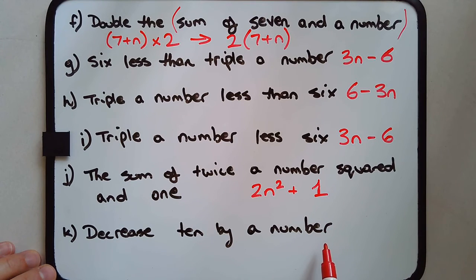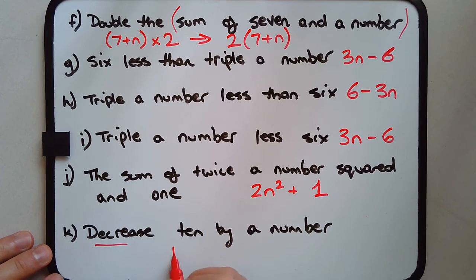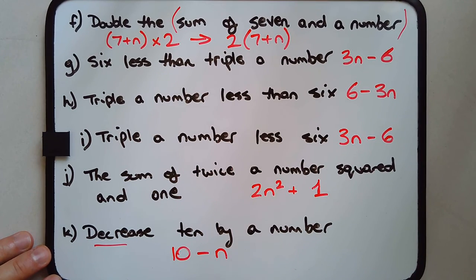Decrease 10 by a number. The word decrease means subtraction, to lower something, to take something away. Decrease 10 by a number. So starting off with 10, we're going to subtract a number. If I was to replace the word decrease with increase, what would that be? If decrease is subtraction, increase would be addition.